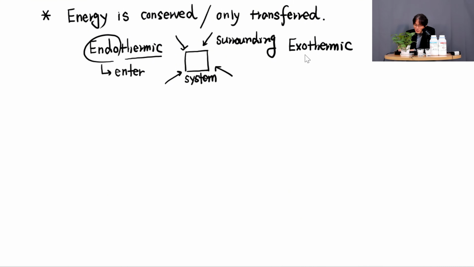What about exo? What about that? Exit. In a building with a fire, people try to find an exit. They want to go out. That's why exo means exit. This means there is one system here and heat is going away.